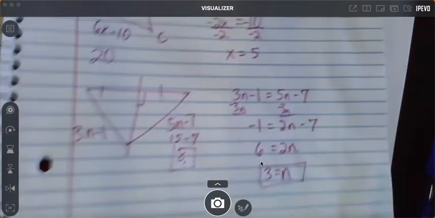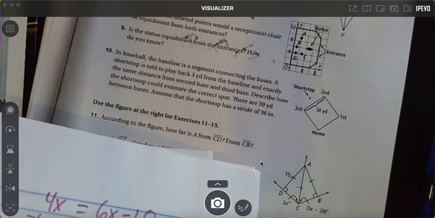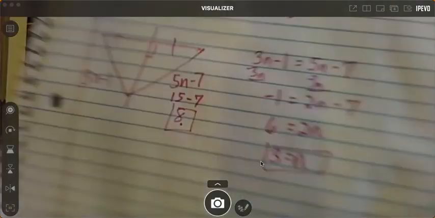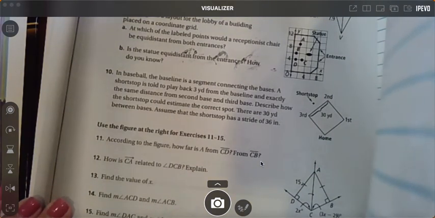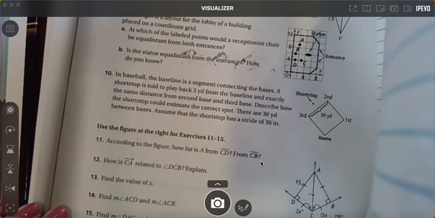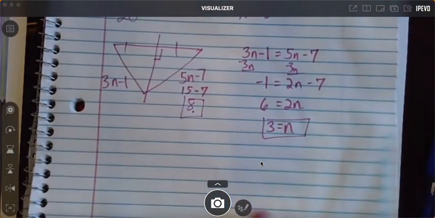Good? Let me see. I'll do another one before I give you some. I'm trying to think. Yeah, and then I'll give you a few to do. Okay.